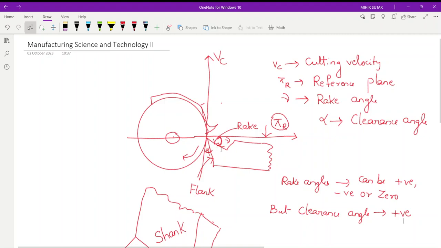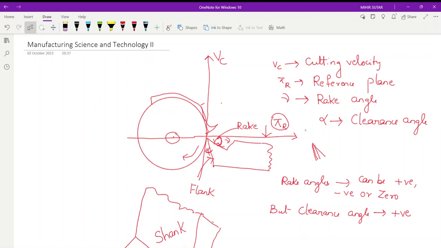Your tool strength will gradually decrease because your tool will become thinner and thinner. You can see that if you increase this gamma, your tool will be very thin. Gradually it will be very thin. If you reduce it likewise, the tool becomes very thin. The strength of the tool decreases, as well as its heat conduction capacity also decreases.